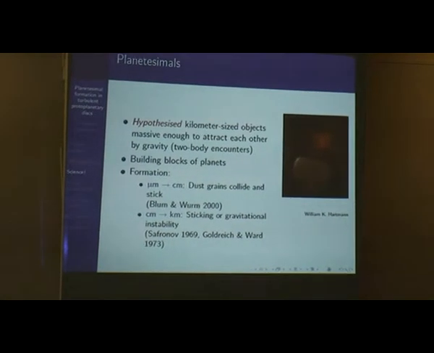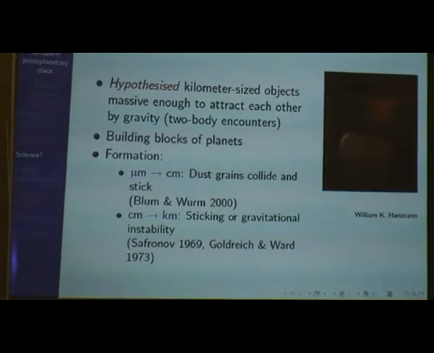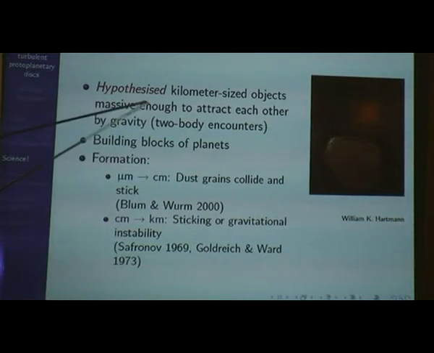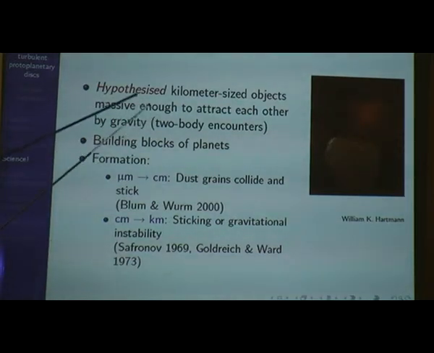So the idea was that we wanted to know how to make planetesimals. Those of you who don't know what a planetesimal is, it's a hypothesized kilometer-sized object that was important in planet formation because they were massive enough to attract each other by gravity. So planet formation, you start with small dust grains. The small dust grains collide to build up bigger and bigger bodies. But gravity between those bodies only becomes important between two single bodies once you go to something like kilometers. And in that case, it gets much easier, then they start attracting each other. But the problem is to get to kilometers.